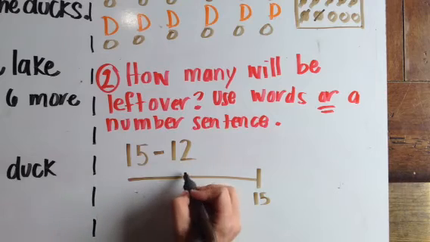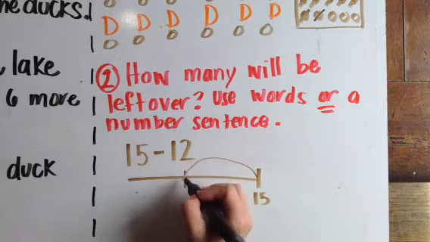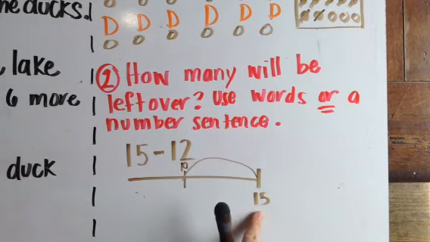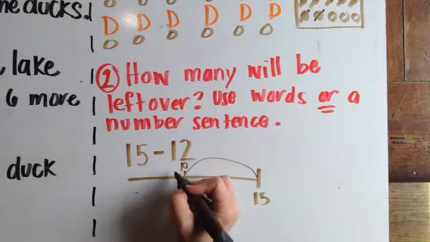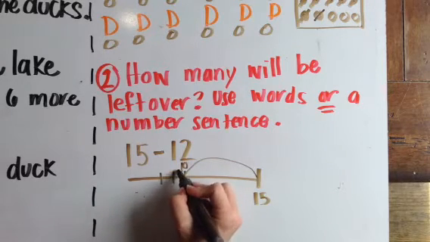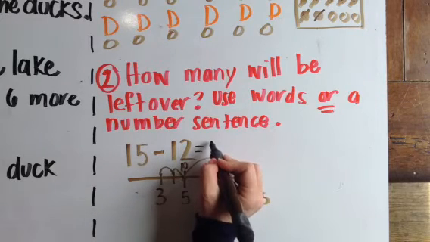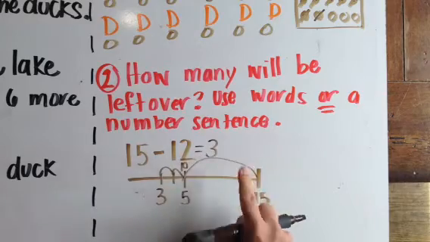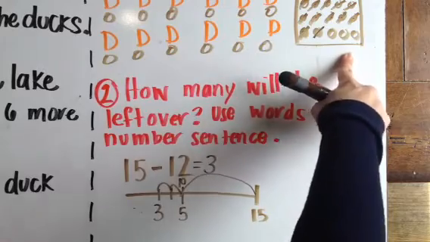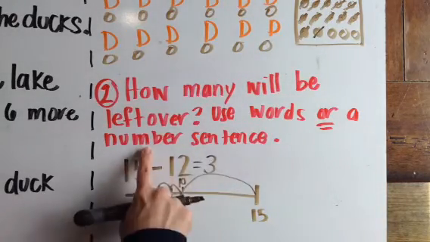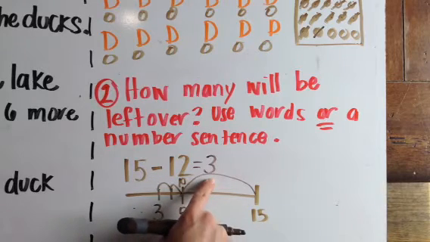What I know about 12 is that 12 is equal to 10 and 2. So I'm going to do a first jump of 10. So 15 take away 10 equals 5. And then I'm going to do 2 more jumps. 1, 2, and that gives me 3. 15 minus 12 equals 3. 3 matches the visual from my bag right up top. So I can be certain that my number sentence 15 minus 12 equals 3 is correct.